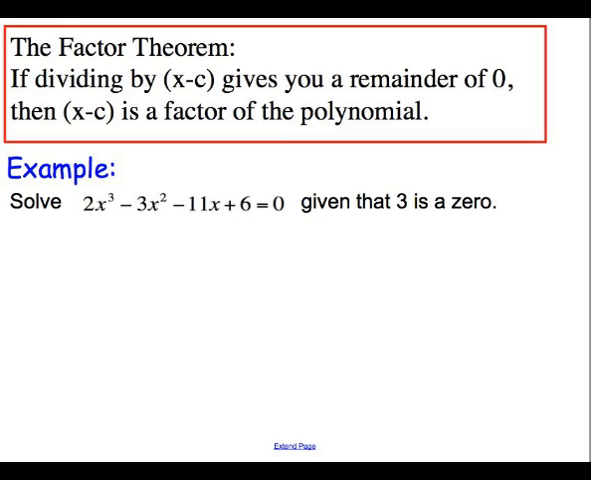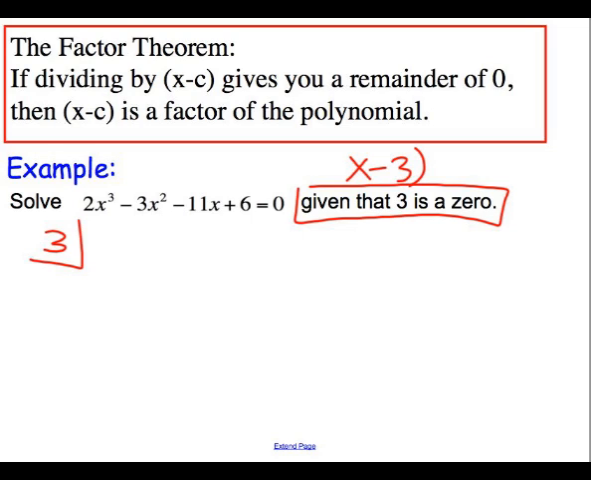So notice they were nice and they gave us a 0. So we're going to use that in our synthetic division. We're going to put our 3 in, okay? Because if 3 is a 0, that means x minus 3 is a factor of my function, because 3 would make that 0. And now I'm going to synthetically divide.